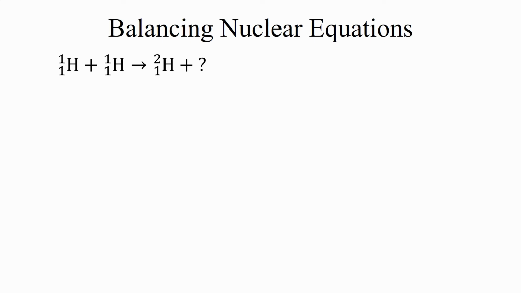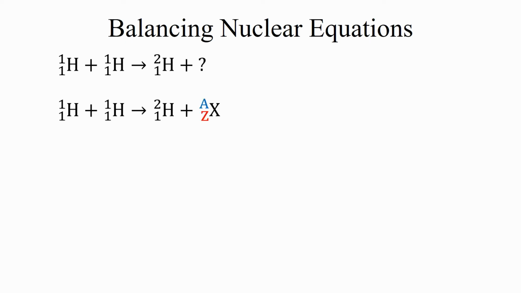Now, in order to understand what's going on in a nuclear reaction, we have to be able to balance these nuclear equations. Here we have the combination of two protons. We see on the reactant side of this nuclear reaction, we have two protons, each one with one proton and no neutrons. On the product side, we have a deuterium nucleus, or hydrogen-2, plus something else that's missing. We need to be able to find out what is missing.